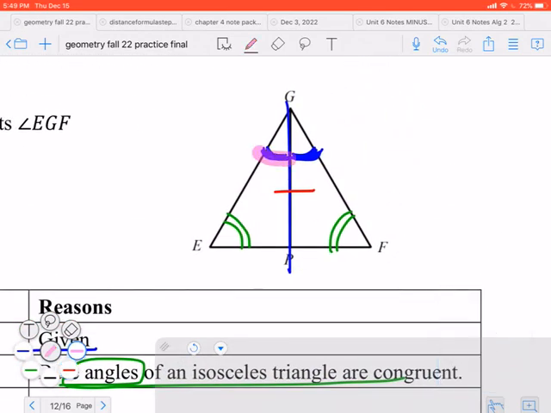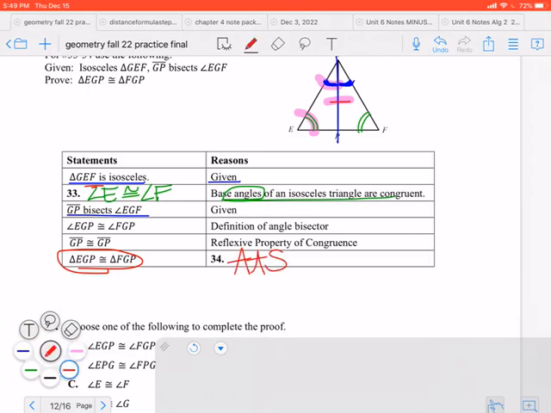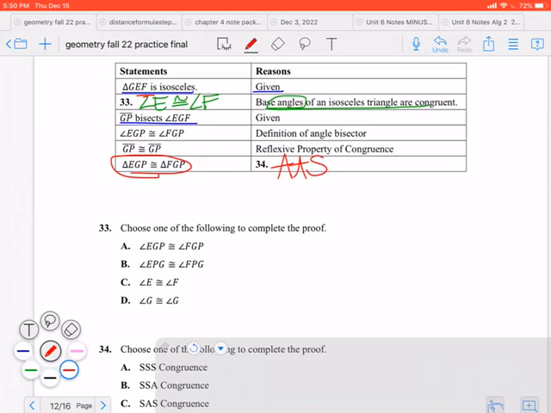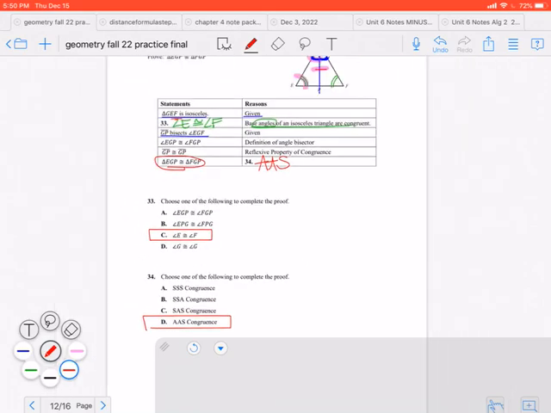We have an angle and a side, but then not an angle here. So I'm going to go the other way. Angle, angle, side. Or actually, I'm sorry. Angle, angle, side, to go in that order. So, AAS, angle, angle, side. Number 33, E should be congruent to F, the base angles. And 34, AAS congruence. Letter D for 34.